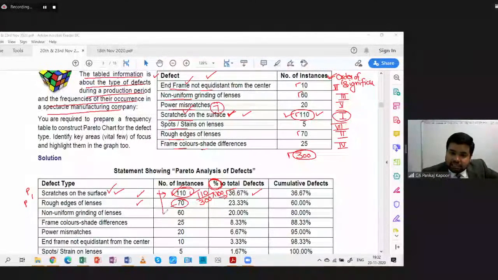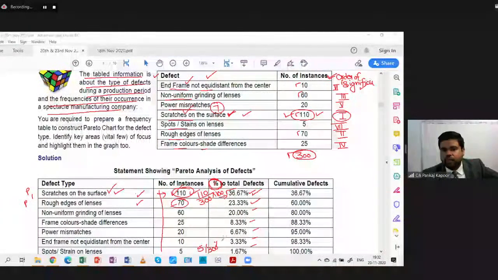After writing the defects again in the order of significance, what we need to do? We need to calculate the percentage represented by that defect of the total defect. So what is the percentage represented by scratches of the total defect? It is 36.67%. And accordingly, we write down the other percentages. Even though you can check 5 by 300 into 100, it will be 1.67%. Agreed? Then afterward, what we need to do?